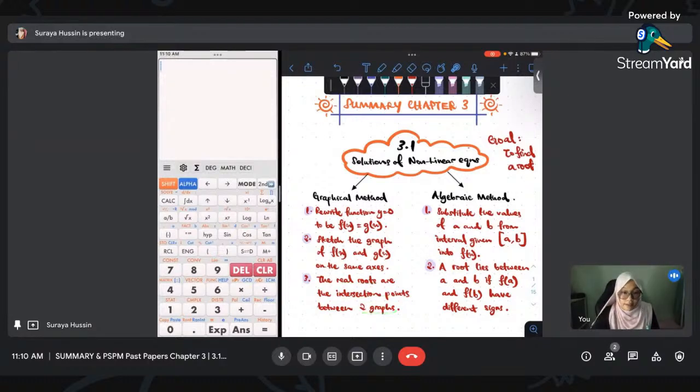Okay, and the last one is the real root are the intersection point between the two graph. As I said just now, you akan nampak satu point ataupun dua point. Terpulanglah pada graph tersebut. Nanti saya go through that.